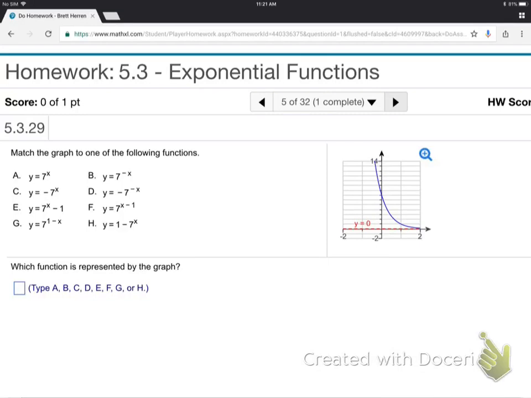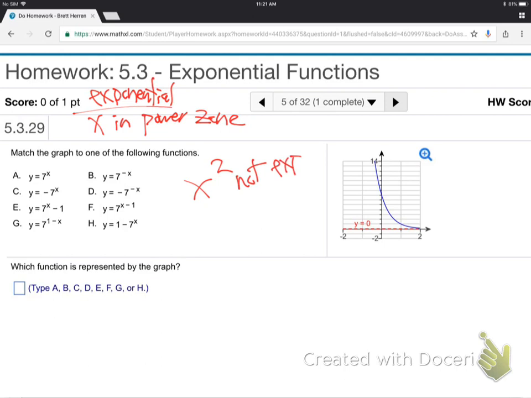Exponentials. And again, what is exponential? What does exponential mean? It means x in the power zone. So specifically, what if you had like x squared? Is that exponential? No, not exponential. Even though it has a power, x is not in the power zone. Do you know what I mean? Everybody with me on that?